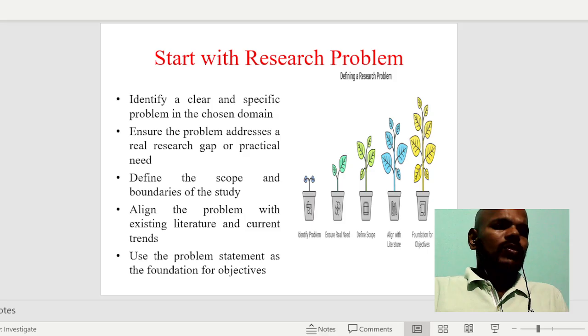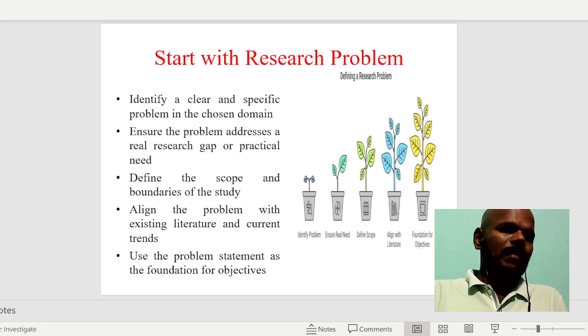Next point, ensure the problem addresses a real research gap or practical need. That means you should ensure that the problem addresses the real research gap or practical need. Simply, it should be a kind of societal benefit. It should not be something which is not useful at all. That kind of research is not recommendable in a PhD duration.